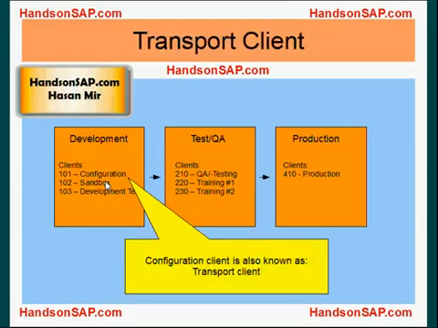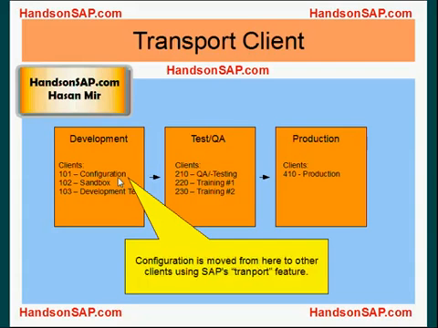Now, the configuration client is also known as a transport client. Why? Because configuration is moved from here to all other SAP environments. Okay, so that's why it's also called a transport client. And the way configuration is moved is through a feature called transport in SAP. It's a vehicle to move configuration from one client to the other.